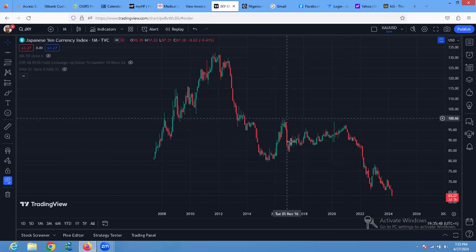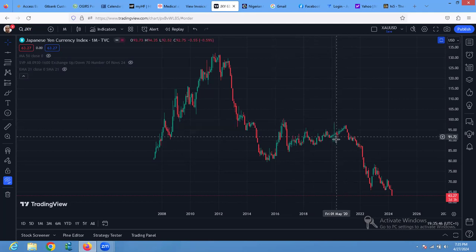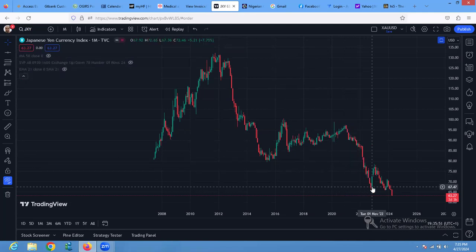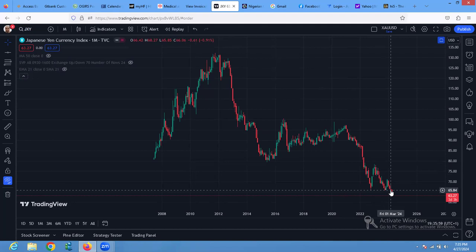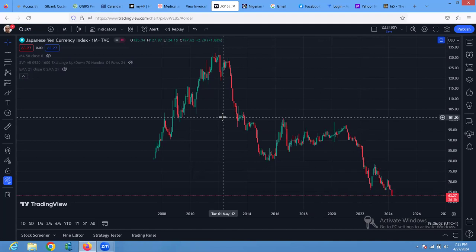Sorry, a 1, a 2. Now, after 1 and 2 of wave 3, a 3 of the 3, this is a 4 of a 3. And if this is a 4 of a 3, we are seeing the very last wave to the downside. So where are we in this wave?